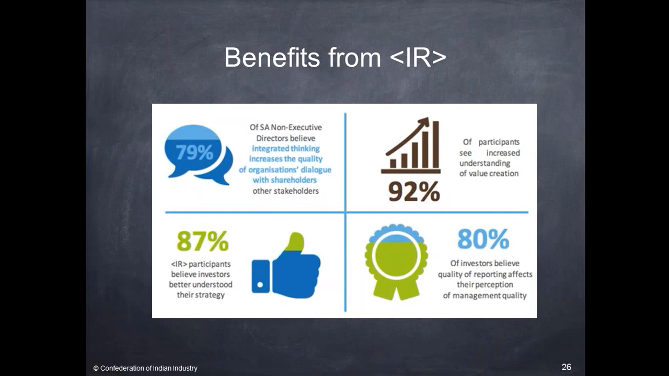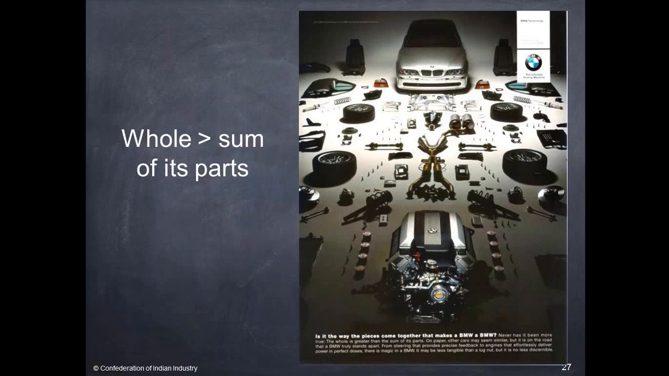So with that, I just want to leave all of you with one slide that I really think summarizes what integrated report is, and that is that this is a classic BMW ad. I think many of you must have seen it. It shows how many pieces, and all the pieces are similar to any other car that goes into making of a car. But it's the way these pieces come together that makes a BMW a BMW.